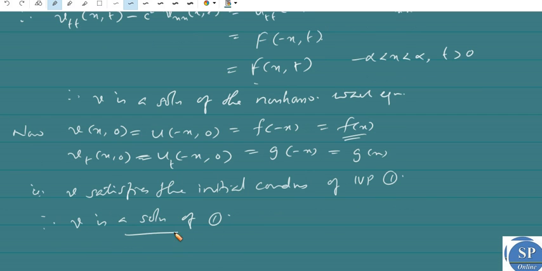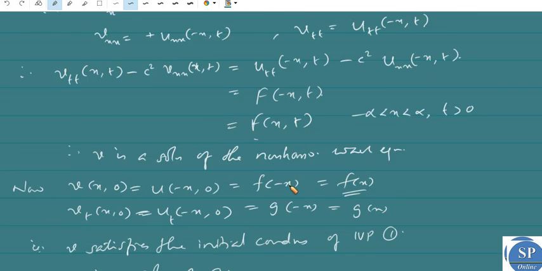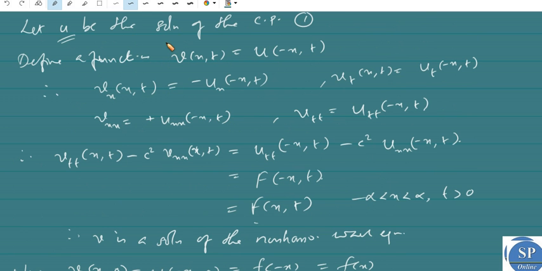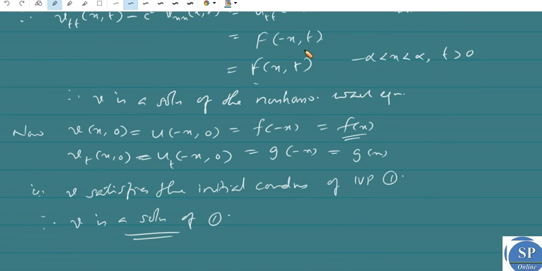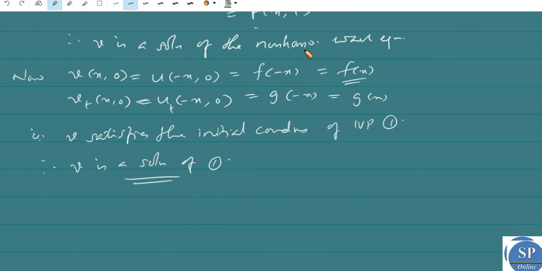Okay, therefore v is a solution of the Cauchy problem 1. But v of x comma t is actually u of minus x comma t. So this u of minus x comma t is also a solution. But we know the solution of this Cauchy problem is unique. So we have v of x comma t is equal to u of x comma t.